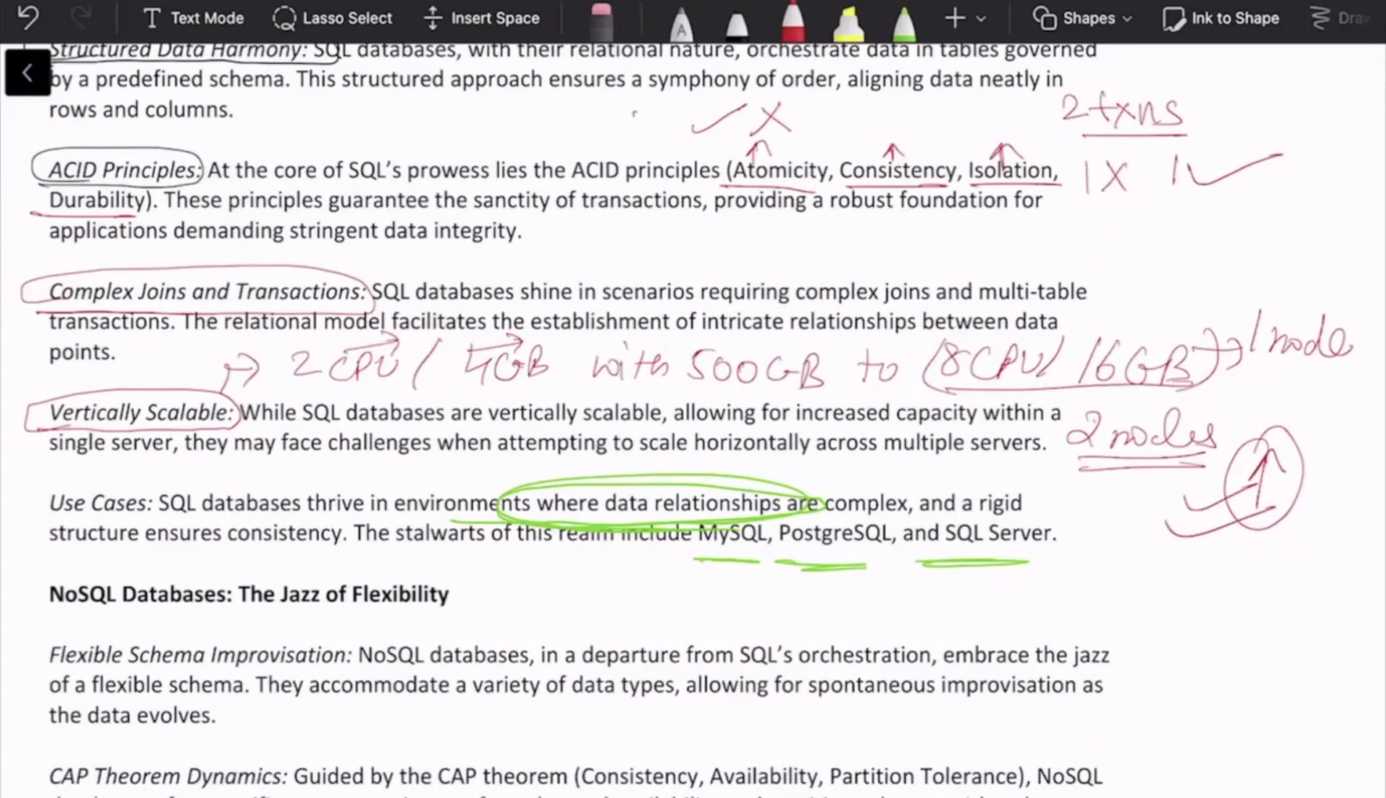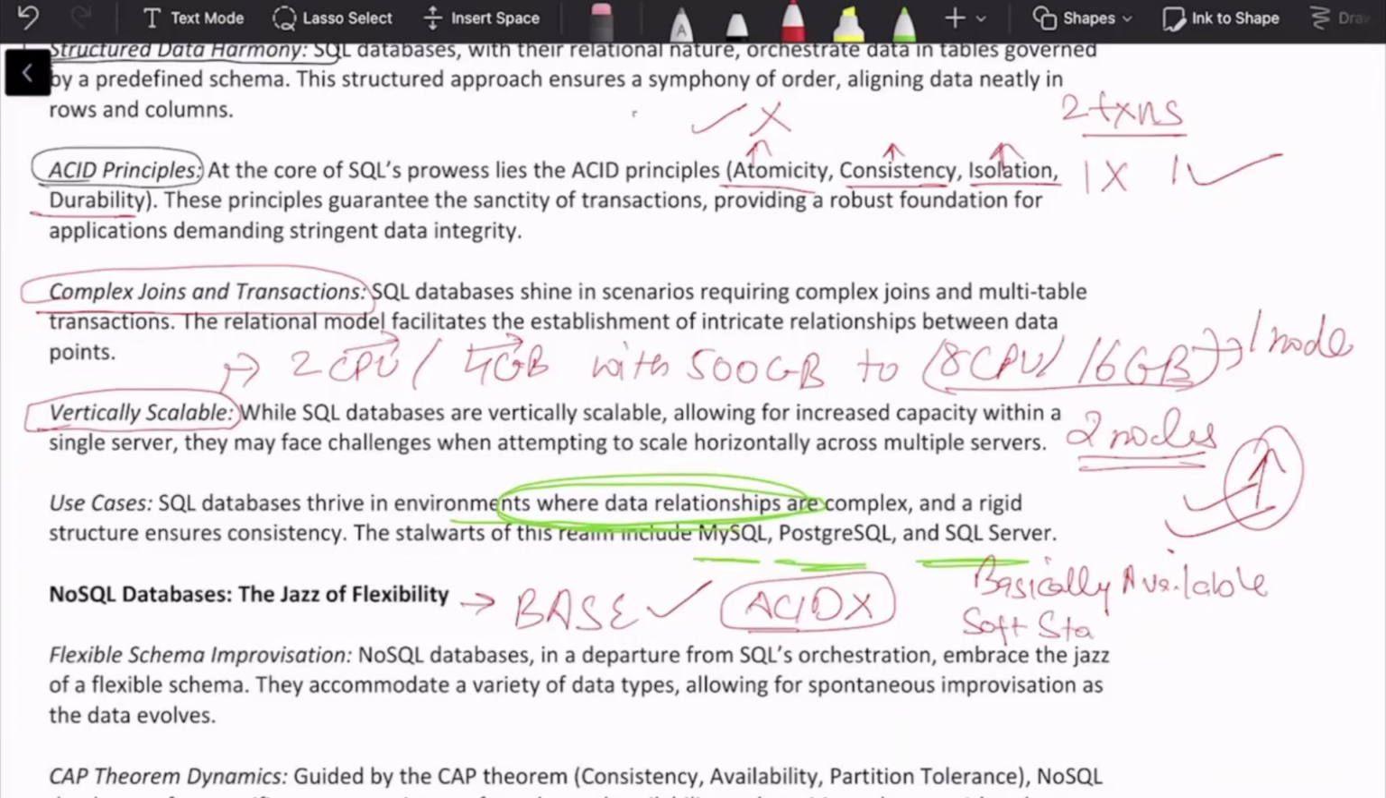Now coming to NoSQL databases. NoSQL actually stands for not only SQL. They follow the BASE properties instead of ACID properties. BASE is the right thing, but they don't follow the ACID properties as opposed to SQL. BASE stands for basically available, S stands for soft state, and E stands for eventually consistent. These three things are actually derived from the CAP theorem itself.